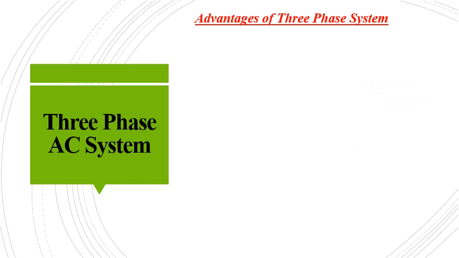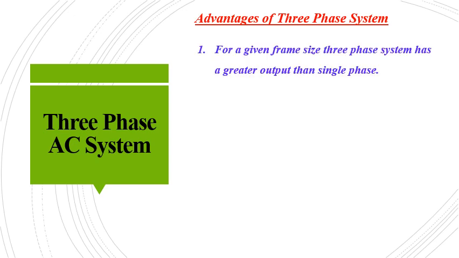Now let's see the advantages of a three-phase system. The first advantage is that for a given frame size, the three-phase system has a greater output than a single-phase system. Why? Because with the addition of just 2 coils, the output voltage generated is higher than that of a single phase. Since the output voltage is high, the power generated will also be high.